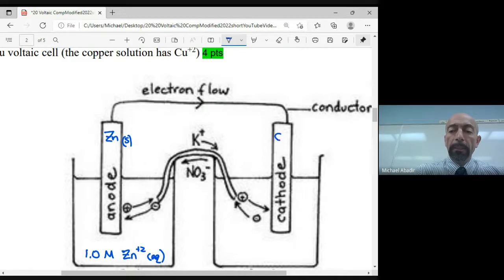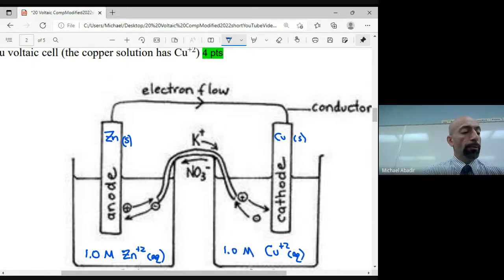And similarly at the cathode, we have the copper. That's also a solid. In the solution, we have copper +2. So this solution would actually be blue in real life because copper +2 is blue. And this is also going to be a 1 molar solution.